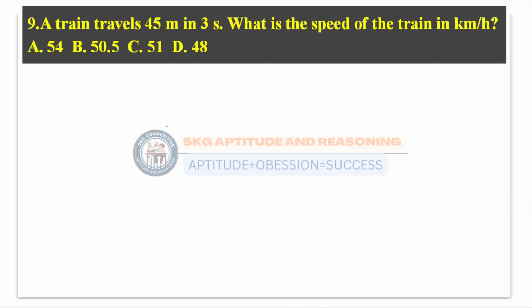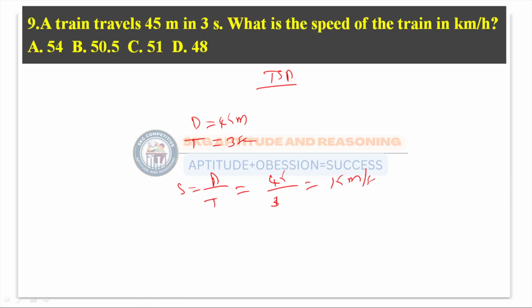And the next question comes under time, speed and distance. The distance is given as 45 meters. Time is given as 3 seconds. We know the formula: speed is equal to distance divided by time. 45 divided by 3 is equal to 15 meters per second. But in the question, he asks us to find the answer in kilometers per hour. So in order to convert meters per second into kilometers per hour, we need to multiply by 18 by 5. 5 ones and 5 threes get cancelled. 3 eights are 54 kilometers per hour.